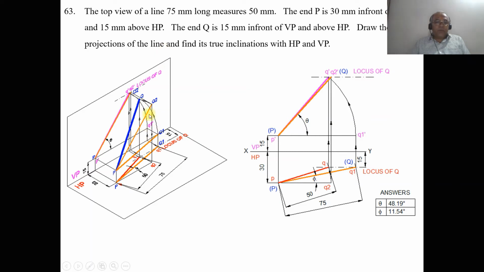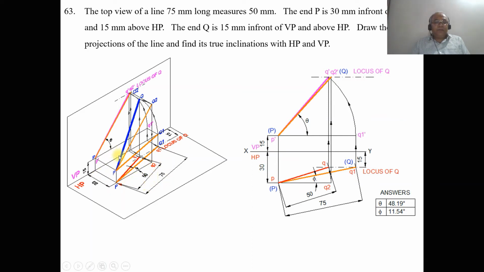When you look from the top view, that image is going to fall on the horizontal plane with p and small q2. So when you are rotating in space, what happens? The image is also getting rotated from pq to pq2. Now both small p and q2 are in front of VP by 30 mm. Now the line is parallel to VP.